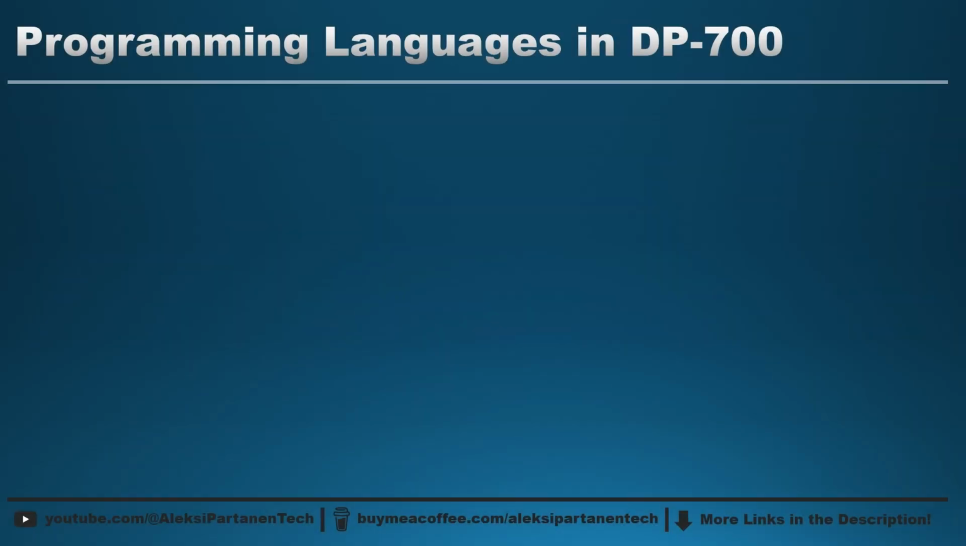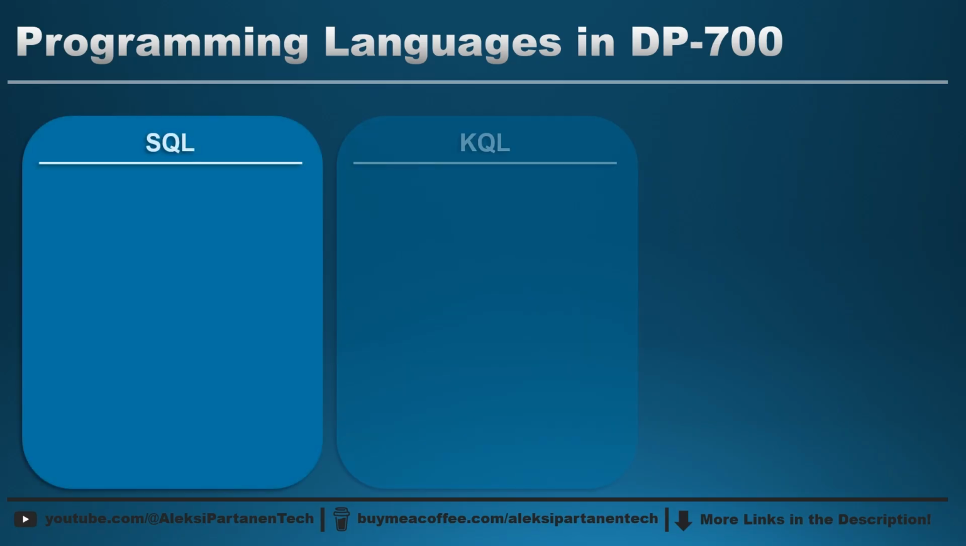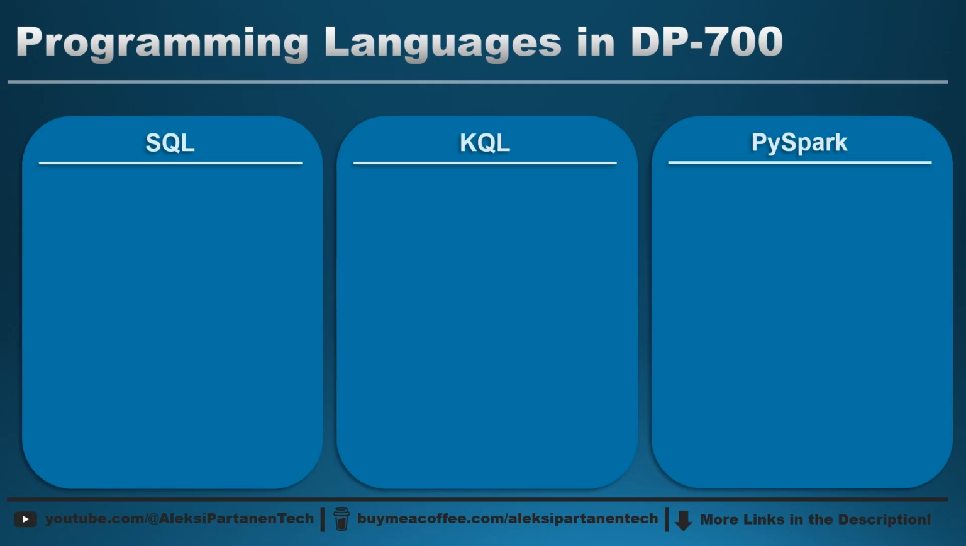In the scope of DP-700 exam, we have three programming languages that are SQL, KQL and PySpark. For this exam, you need to know at least the basics of these three programming languages. Let's first cover what are these languages and what are their main uses in Microsoft Fabric. We will start with SQL, since I assume that most data engineers or people looking to become one are most likely familiar with it. Also, in my opinion, this is the most important language to learn for data engineers.